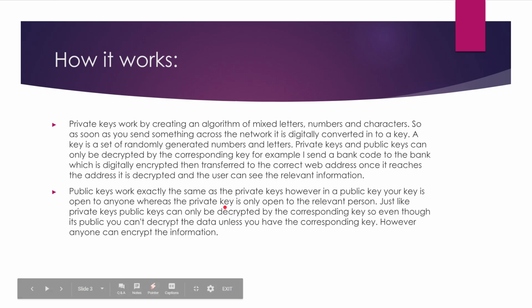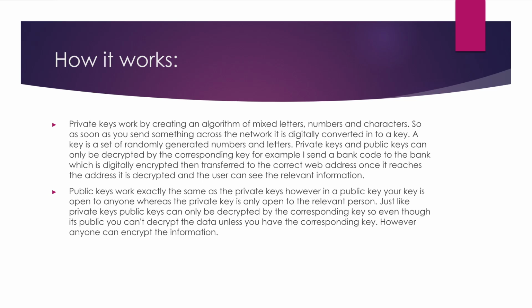How it works. Private keys work by creating an algorithm of mixed letters, numbers, and characters. As soon as you send something across the network, it is digitally converted into a key. A key is a set of randomly generated numbers and letters. Private keys and public keys can only be decrypted by the corresponding key. For example, I send a bank code to the bank, which is digitally encrypted, then transferred to the correct web address. Once it reaches the web address, it is decrypted and the user can see the relevant information which I sent. Public keys work exactly the same as a private key.